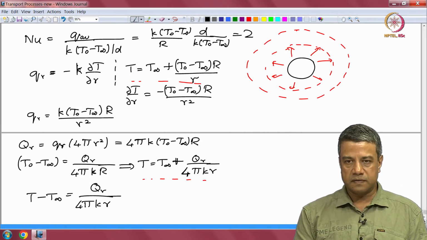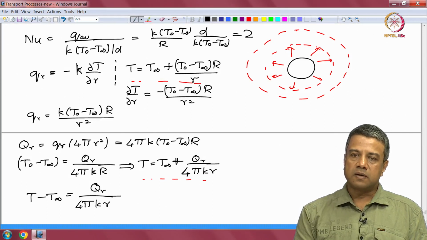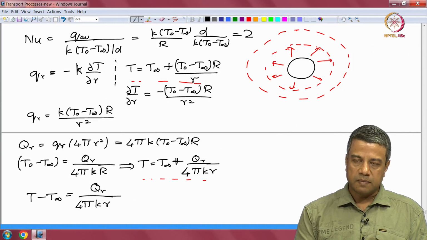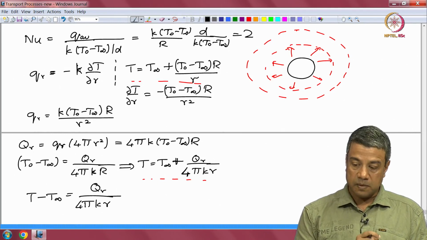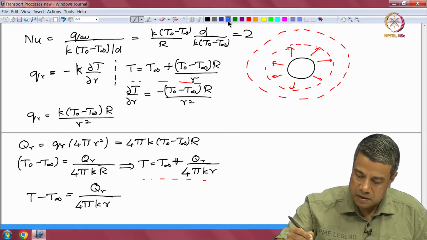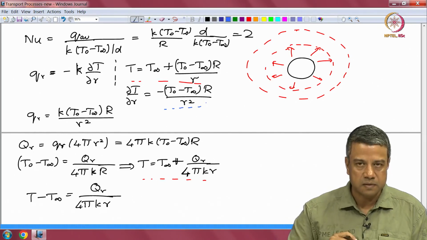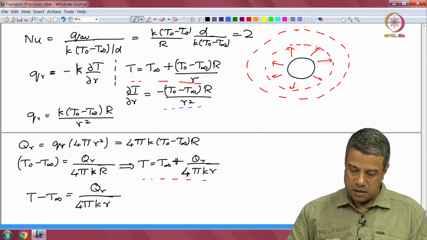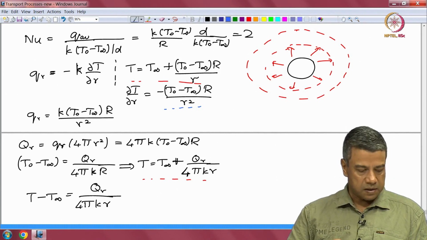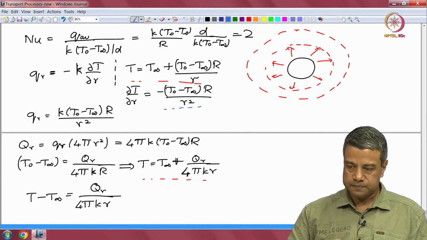So, therefore, regardless of the radius, if the total heat generated is specified, then the temperature as a function of r depends only upon the total amount of heat generated per unit time. It does not depend upon the radius of the sphere. Expressed in terms of the temperature, of course, it depends upon the radius of the sphere. And then we had used this to calculate the Nusselt number correlation.